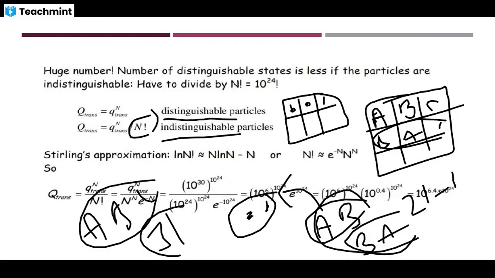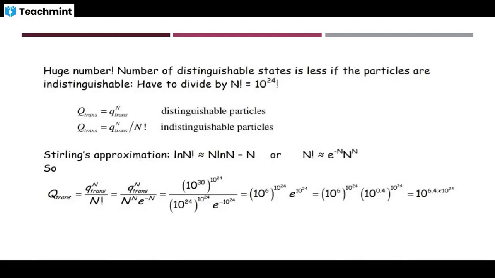So these are mathematics you should know. Stirling approximation: ln n factorial equals n ln n minus n. Calculating n factorial for a huge number is very difficult. So that's why Stirling made an approximation, ln n factorial equals n ln n minus n. Another form is n factorial equals e power minus n into n power n. Then substitute and do the calculation, you get the answer.